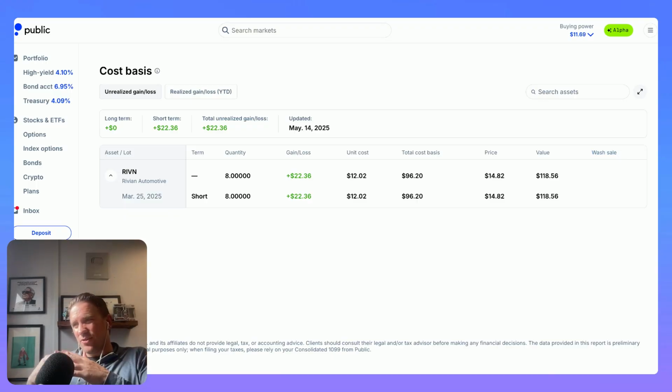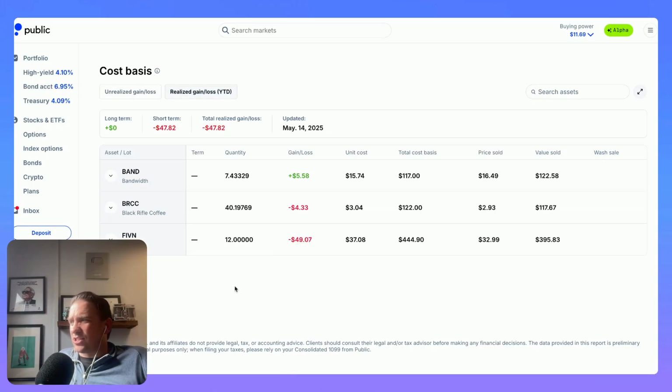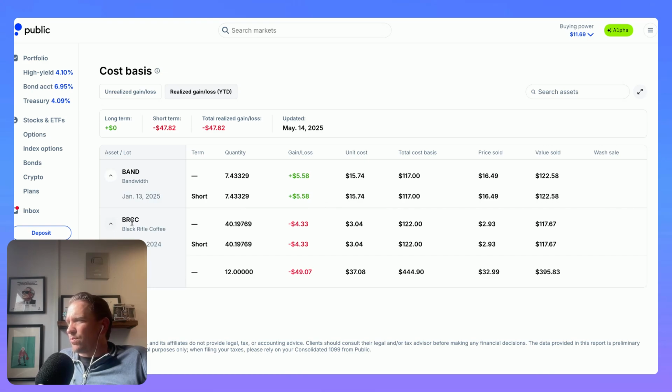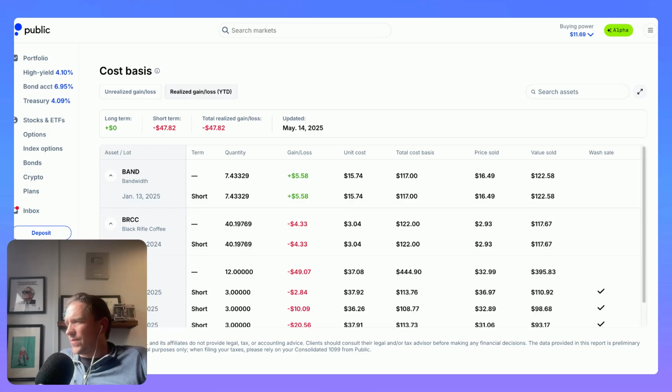Buy and sell a security, do it again, do it multiple times within 30 days. You could run into this wash sale issue, changes the way your taxes are treated. Super easy to visualize. So if I go to realized gain loss, you can actually see some of my losses here. Bandwidth, looks like I took a $5 gain on that. I tried trading Black Rifle Coffee. I took a $4 loss on that.